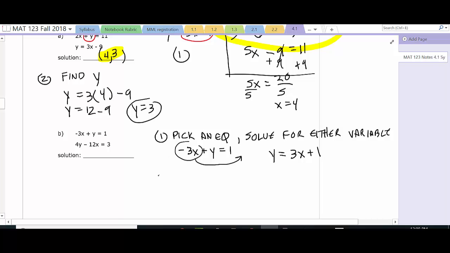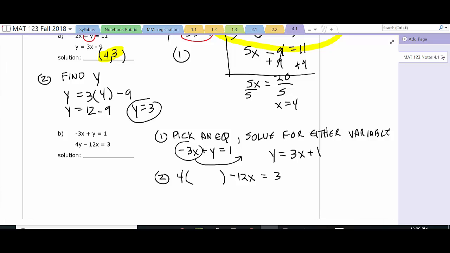All right, step 2 is you're going to plug in. So write down the second equation, but have a set of parentheses where y is. So you're going to say 4 parentheses minus 12x equals 3. So here's the key step. What goes in here? Whatever y is. What's y?